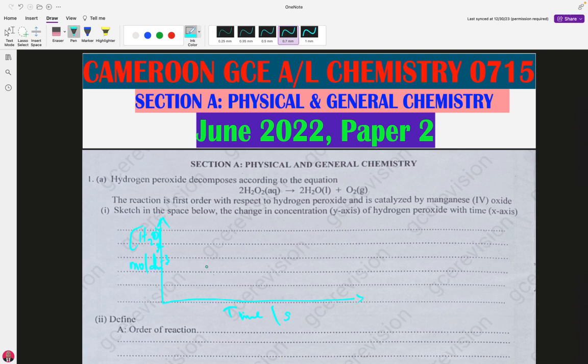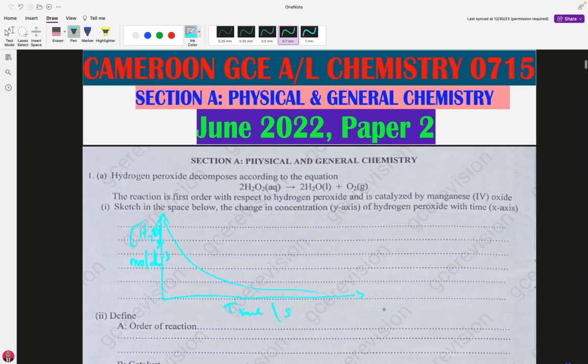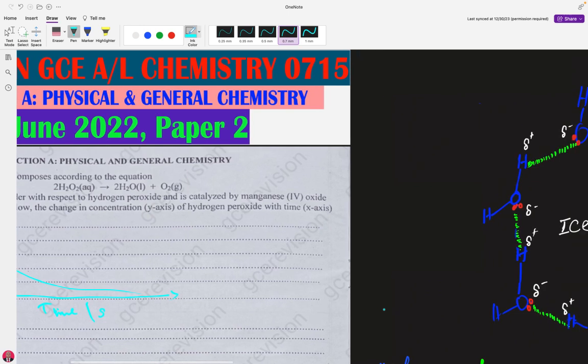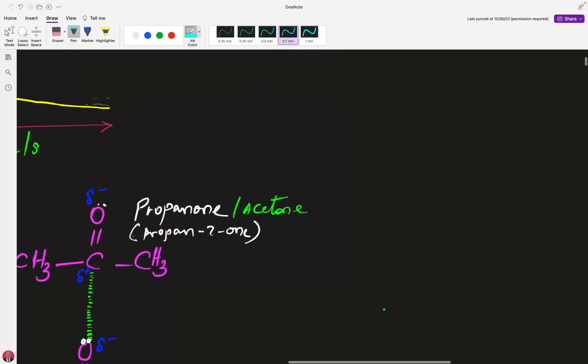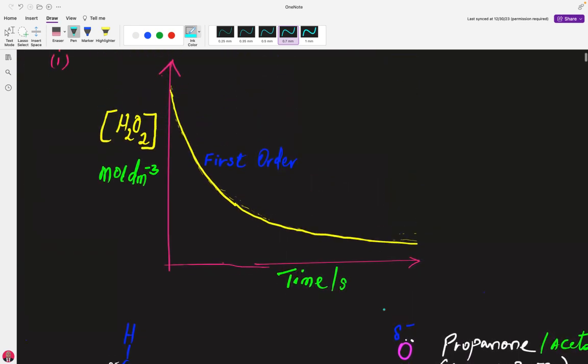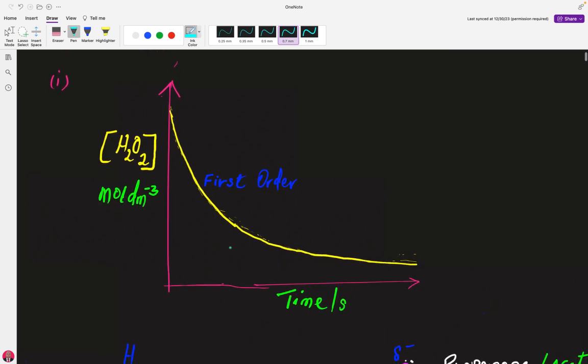Now, you know that a first order reaction is something which is very sharp. The slope is sharp, something like that. A first order reaction, the slope is really sharp. I've not drawn it to scale, but you can get it from this end here. This is how a first order reaction looks like. The slope here is very steep. A steep slope shows a first order reaction.